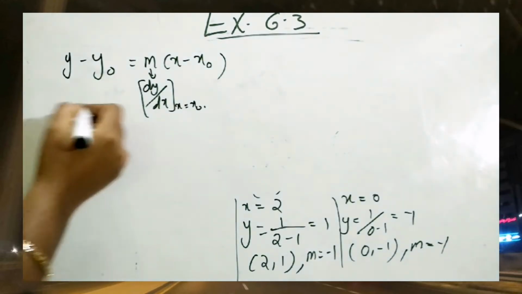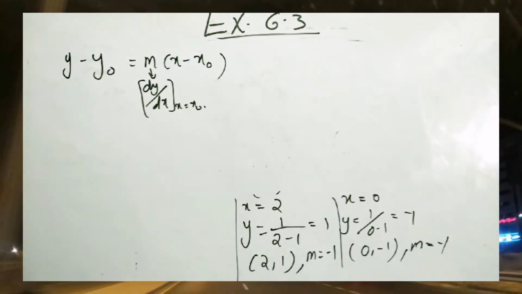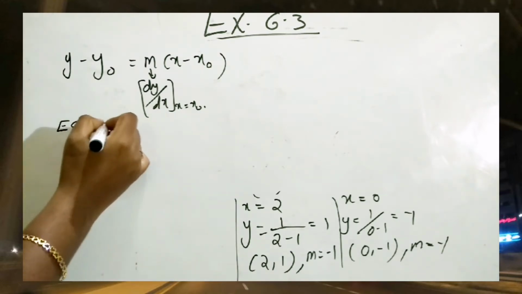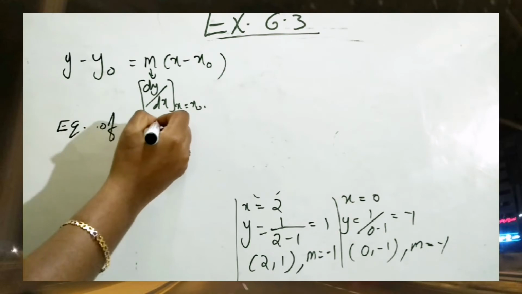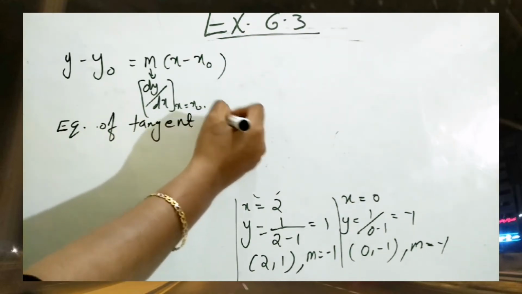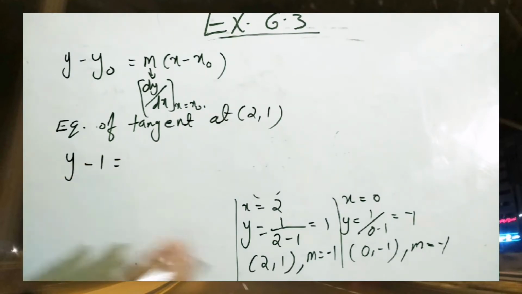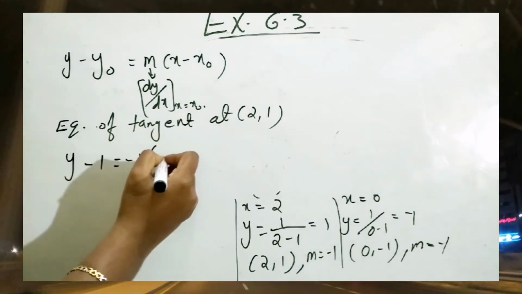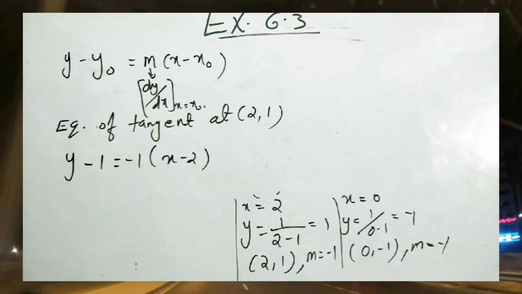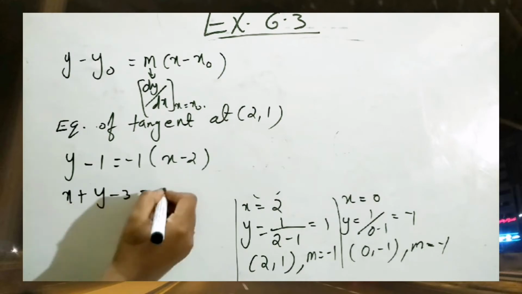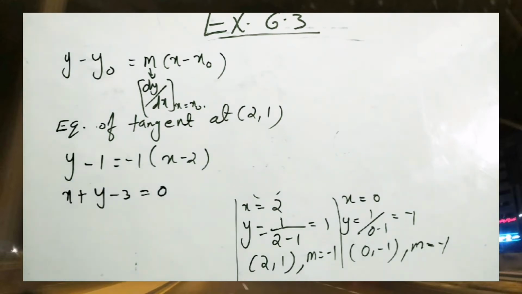Now first I am going to find the equation of the tangent at (2, 1). The equation of the tangent at the ordered pair (2, 1) is y minus 1 is equal to minus 1 into (x minus 2), and thus we get x plus y minus 3 is equal to 0.